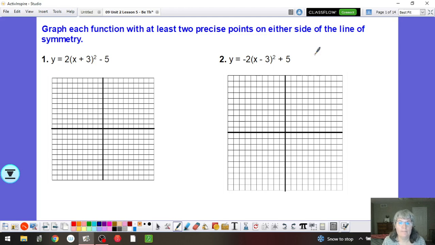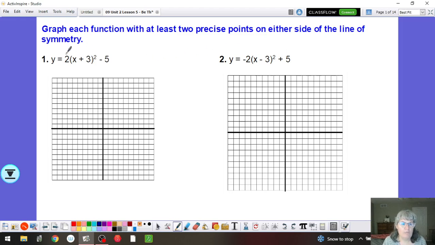We begin this lesson reviewing graphing quadratic functions that are in vertex form, because throughout this lesson we're going to be taking what we learned in Lessons 1 and 2, and that's the graphing, and combining it with what we've done in Lessons 3 and 4, completing the square. So let's begin with these two examples.